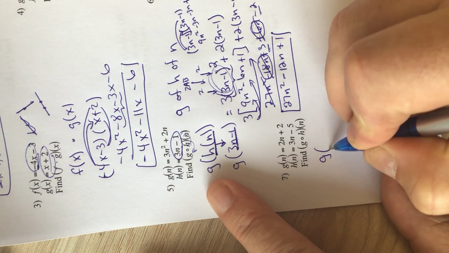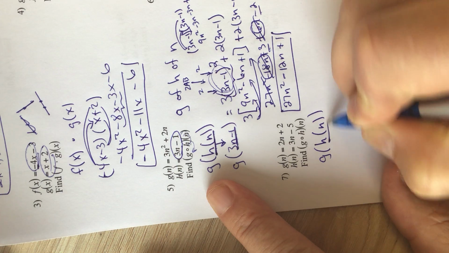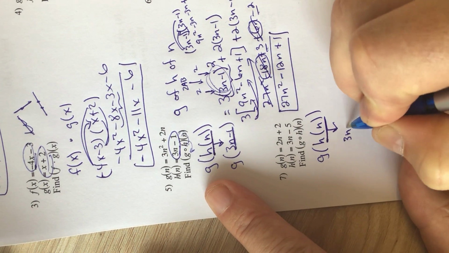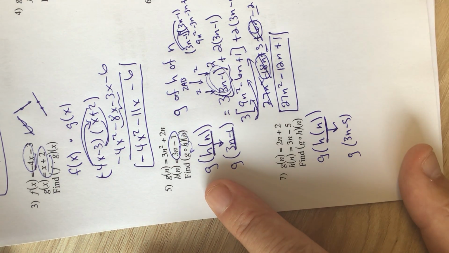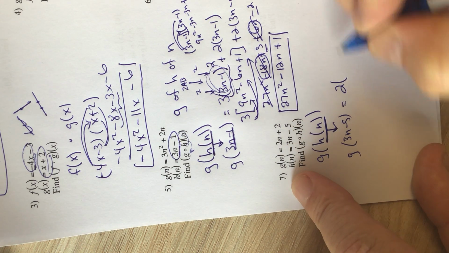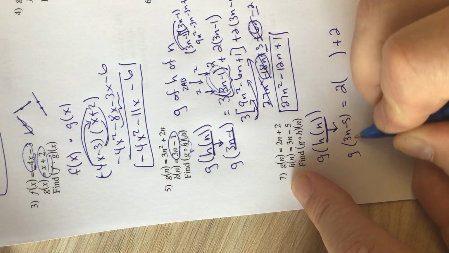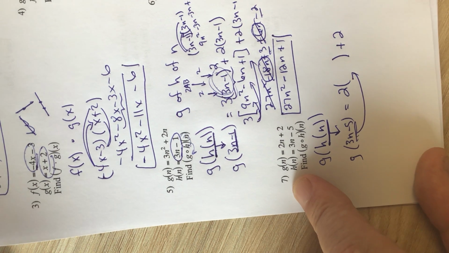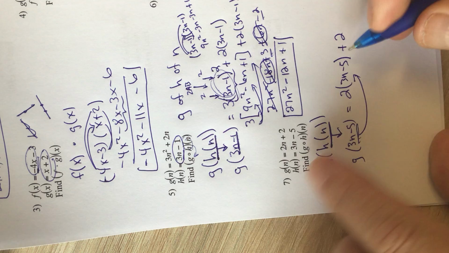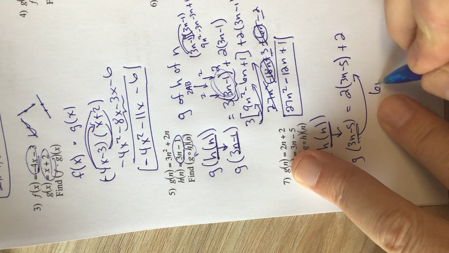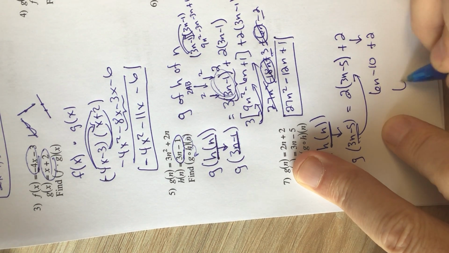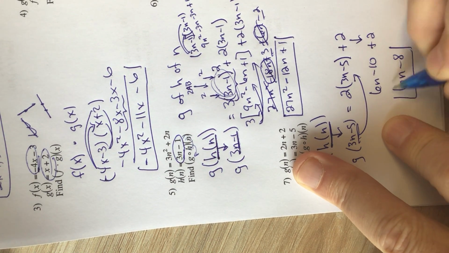Okay, g of h of n. We're going to take h, which is 3n minus 5, and plug it into g. Okay, here's g. g is 2 times something plus 2, and it's that something that goes in there. So 2 times 3n is 6n, 2 times 5 is -10, and then there's still this plus 2, so we have 6n minus 8.